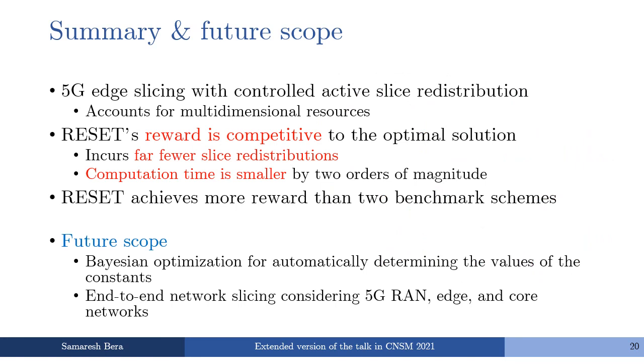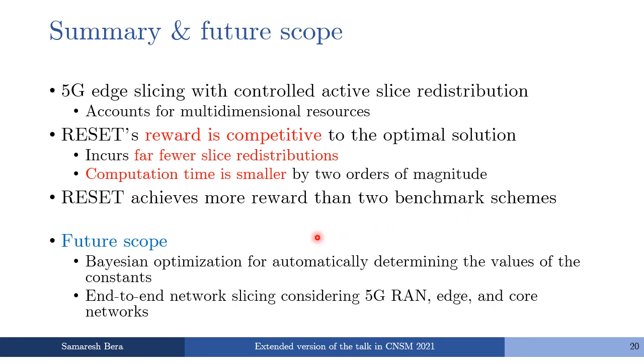So in this work, we propose 5G edge network slicing with controlled active slice redistribution that accounts for multidimensional resources such as bandwidth, compute, and storage resources in the network. The proposed scheme reset achieves competitive reward compared to the optimal solution while incurring far fewer slice redistributions. The computation time of the proposed scheme is smaller by 2 orders of magnitude than the optimal solution. Further, the proposed scheme achieves more reward compared to the two benchmark schemes considered in this work.